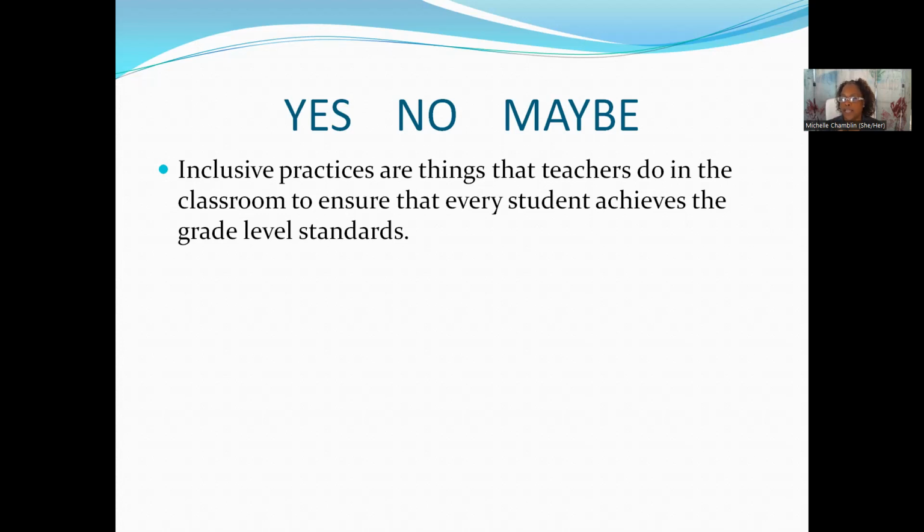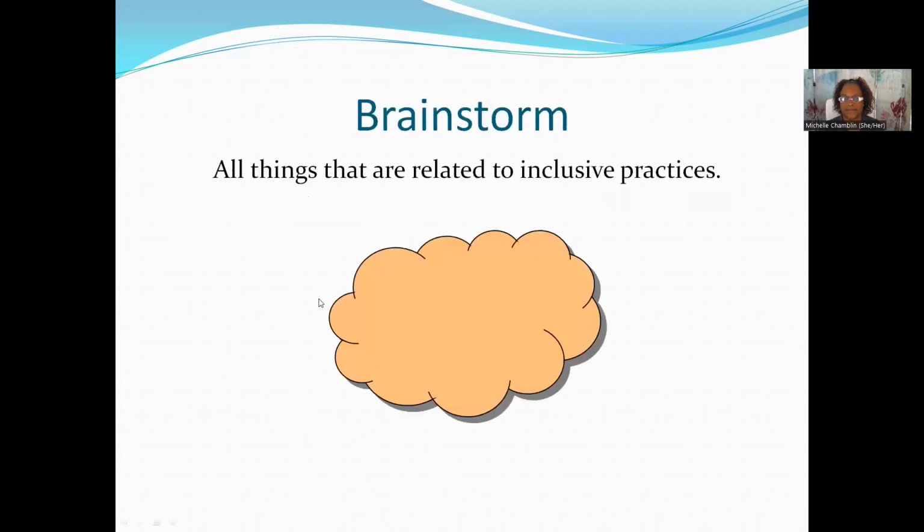So do you say yes, no, or maybe to this definition? We'll see as we go through this presentation if we circle back on this. So write it down: yes, no, maybe. And then brainstorm. I want you to write down at least 3 things about inclusive practices that are concerning for you, that may be troubling, something that you might want to know more about, or how you define it personally. So brainstorm. Just write down 3 things about inclusive practices or inclusive environments.